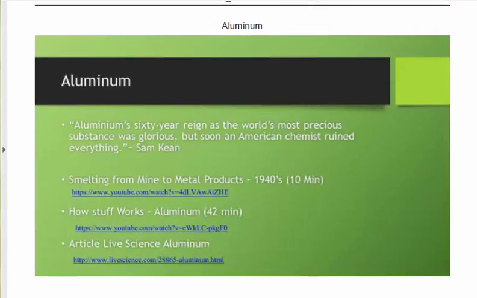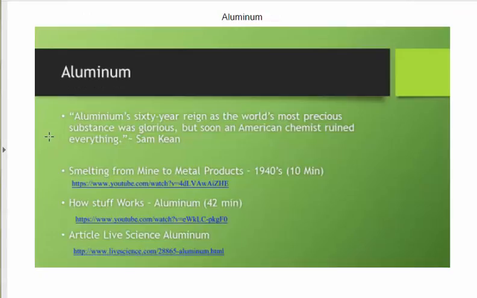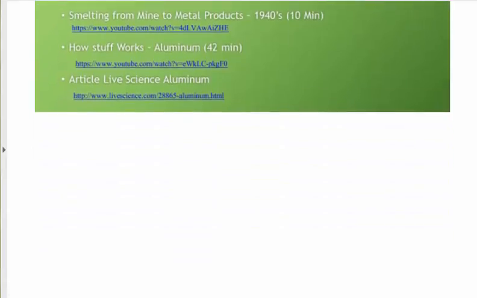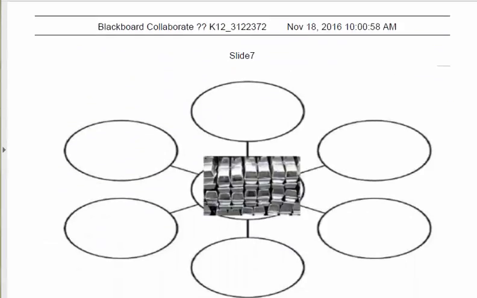Before I let them go into their own breakout rooms, I showed them, and I actually read the prompts. So I said, aluminum's 60-year reign as the world's most precious substance was glorious, but soon an American chemist ruined everything. And then there were 2 different videos that they could look at and an article from the Live Science website. And then I have a picture of aluminum here and some little bubbles that they could write interesting facts about aluminum that they had learned.